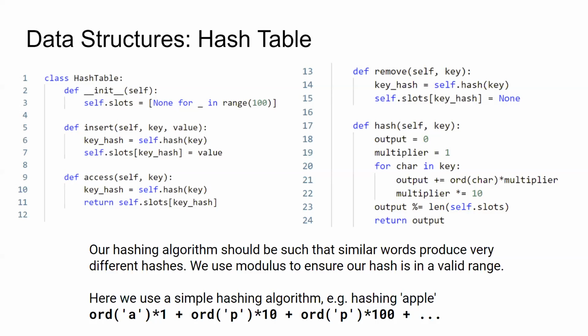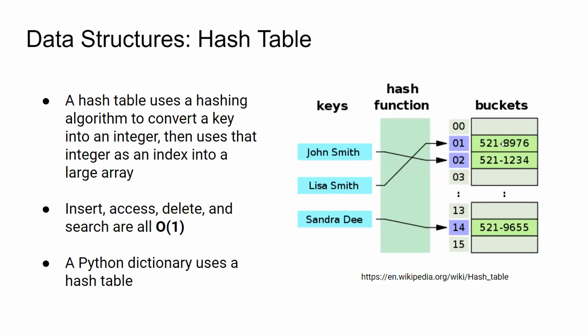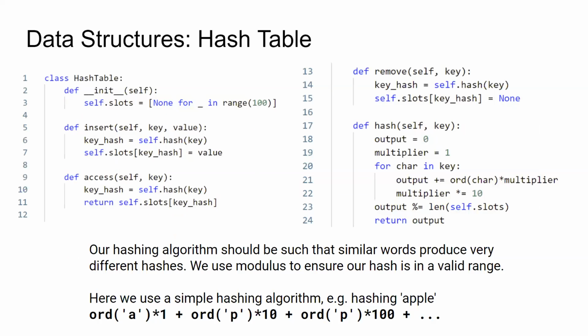So anyway, that's hash tables. And again, people like them because they're a constant time operation for all those. But they are pretty limited in the types of data you can use them with. And yeah, Python dictionary uses a hash table, so that's how those work.